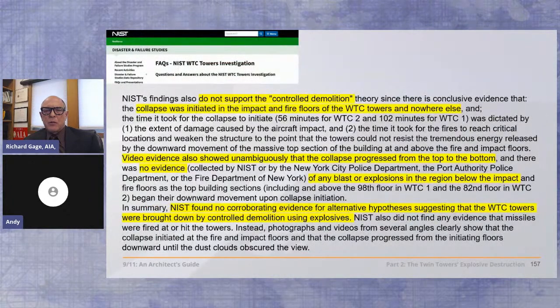We do not support the controlled demolition theory. A collapse was initiated at the impact and the fire floors in the World Trade Center towers and nowhere else, meaning that if it didn't start at the bottom of the building, it couldn't be a controlled demolition.